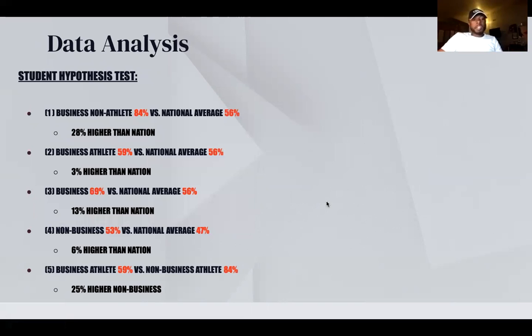So the data analysis that we completed in concluding our findings of the samples we took of the students from the categories: business non-athletes were among the highest at the school who cheated, being 28% higher than the national average. Business athlete students were among the lowest at 3% higher than the national average. Business athletes were also 25% less likely to cheat than non-business athletes during our data analysis. Next slide.